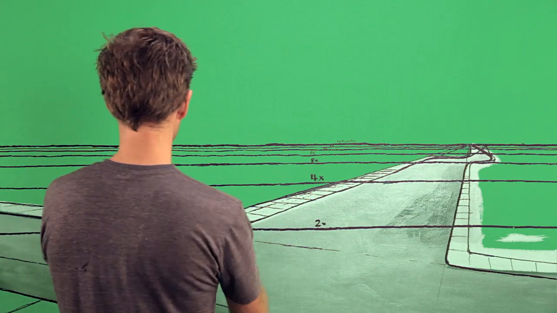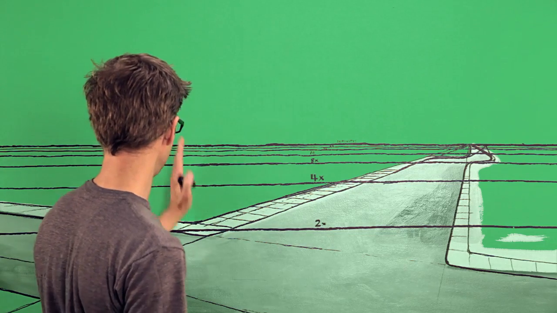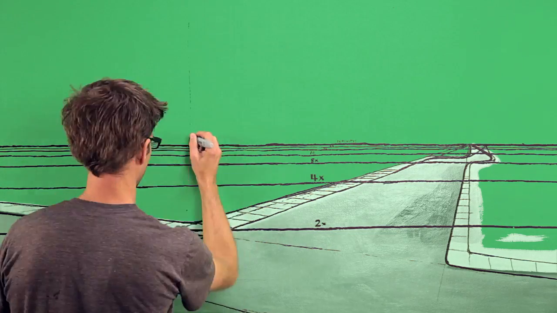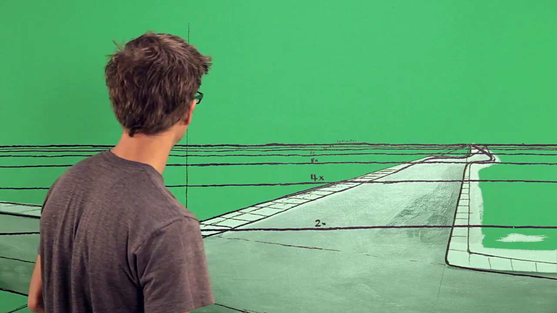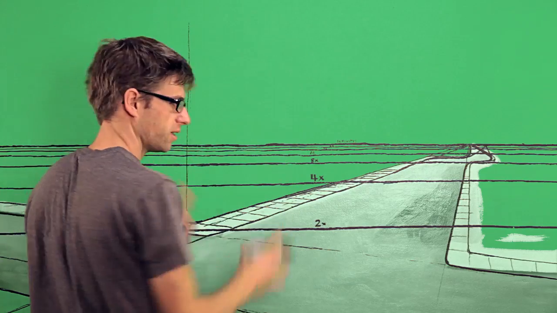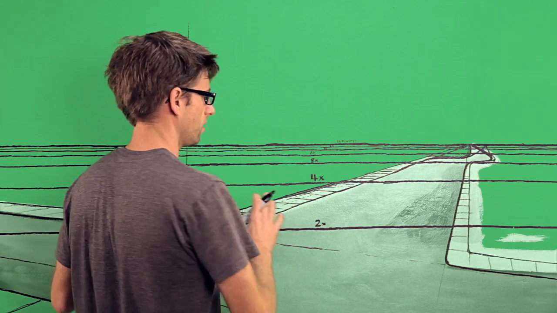Okay, now it's time for the fun part. I'm going to start drawing a building. So let's put a corner of a building right here. Now, I want to make the edges, I want to make this a square building. And so I have to remember that all parallel lines vanish to the same point. Not some, not sometimes, all, always, all parallel lines, same point every time.